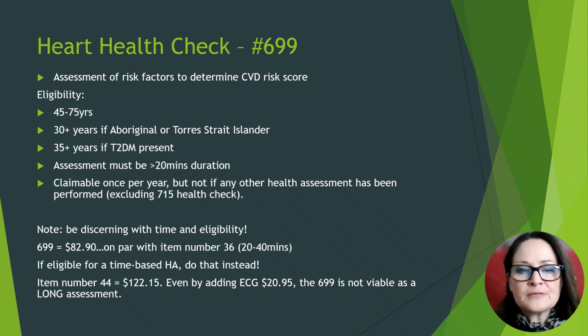Okay, so the item number for this is the 699. And basically this assessment, we are looking at risk factors to determine someone's level of cardiovascular disease risk. So when we're looking at these risk factors, we are trying to capture those modifiable and non-modifiable risk factors, so the things we can change and the things we can't change.